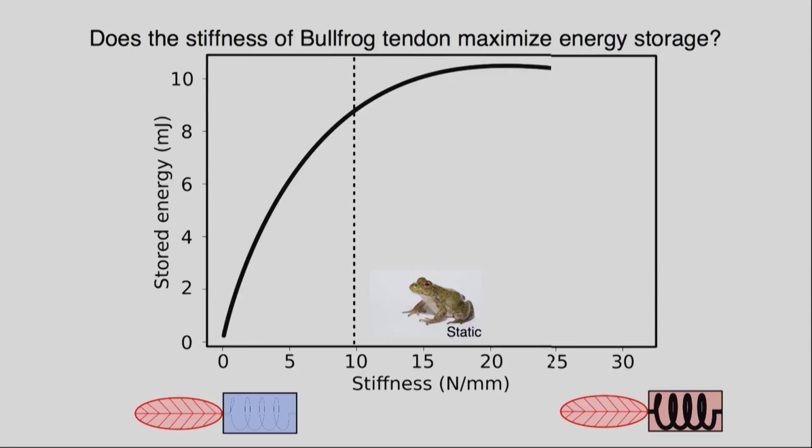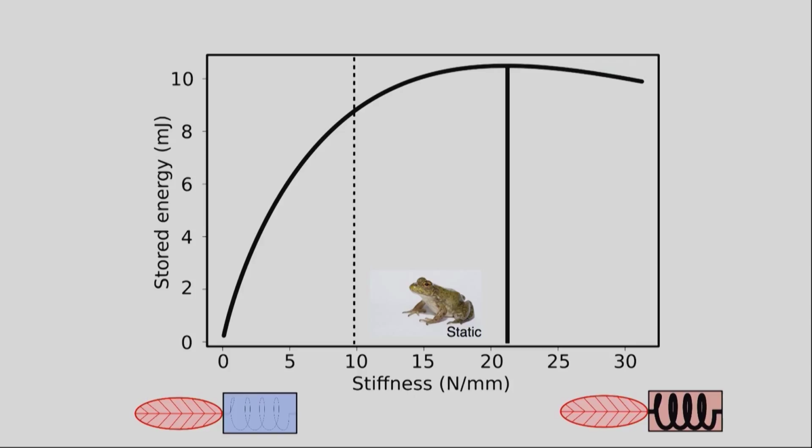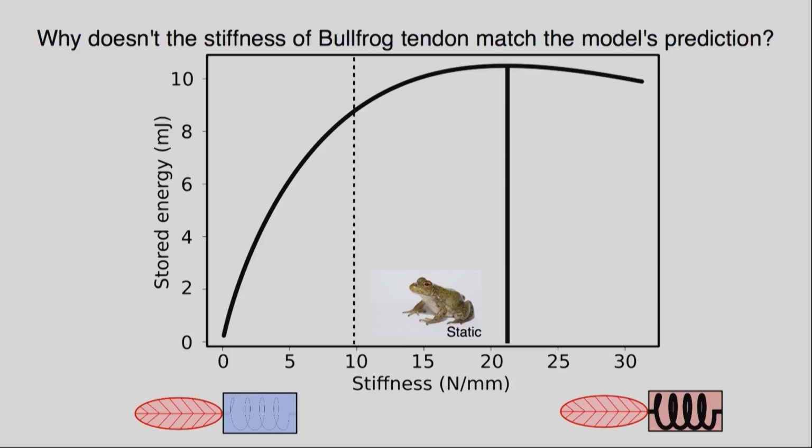But when we run the simulation, we find that the expected value is much higher. And so there's a discrepancy here. And the answer to this question is actually no. Right? The stiffness of bullfrog tendon doesn't maximize energy storage. If it were stiffer, it would store more energy. And now the interesting question is why? Why is there this discrepancy here?